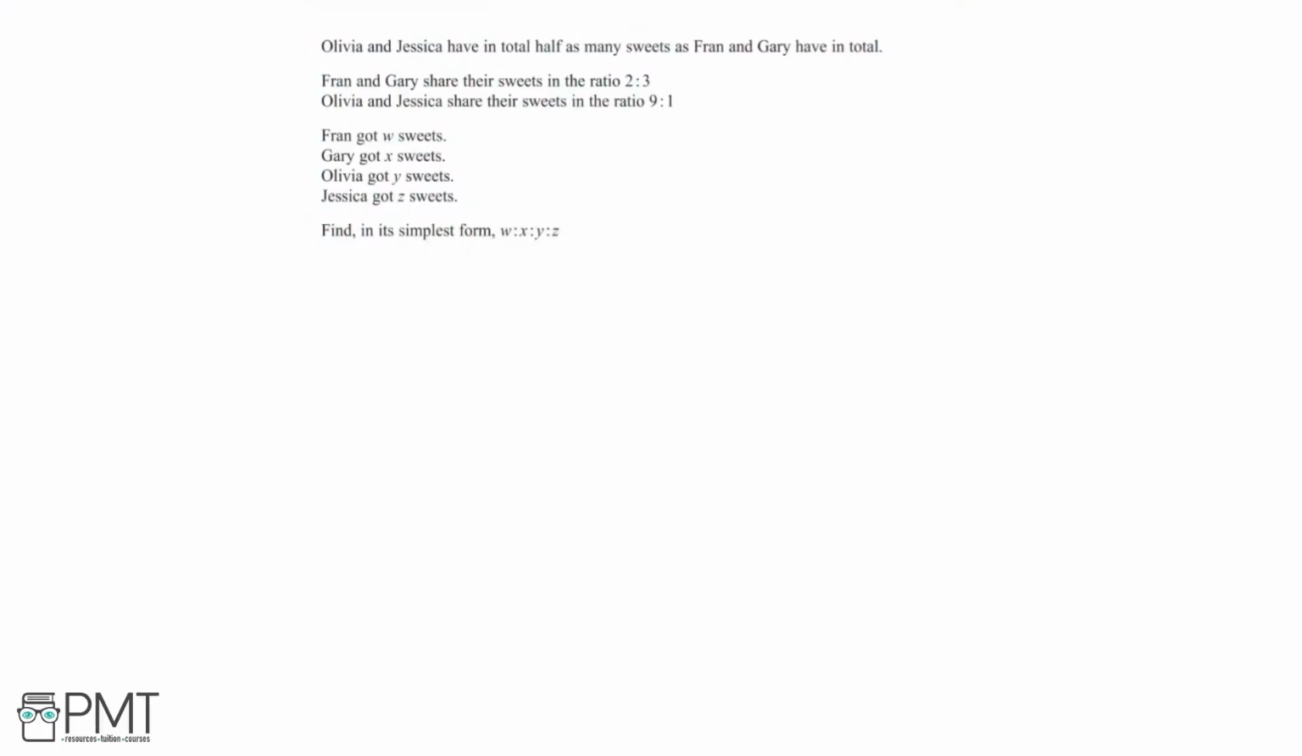In this question, we're told that Olivia and Jessica have in total half as many sweets as Fran and Gary have in total. We're told that Fran and Gary share their sweets in the ratio 2 to 3, and that Olivia and Jessica share their sweets in the ratio 9 to 1. We're told that Fran got W sweets, Gary got X sweets, Olivia got Y sweets, and Jessica got Z sweets. And we need to find, in its simplest form, W to X to Y to Z.